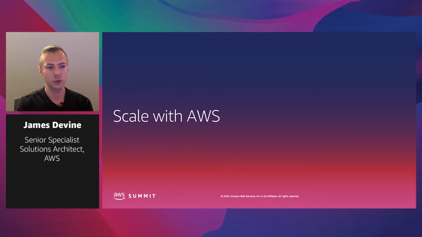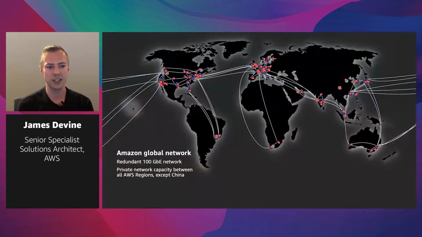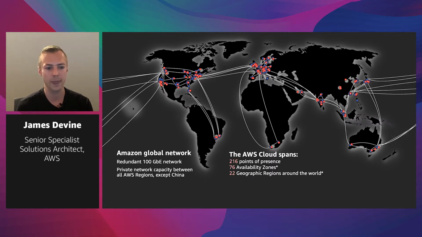To start talking about AWS's global scale, I think one of the unique things about what AWS brings to the table is our global infrastructure. So we have redundant 100 gigabit networking connectivity that circles the globe, both over land and undersea. It's all private capacity that's connecting our regions, except of course for China. But outside of there, we have dedicated private fiber running, and we encrypt everywhere we can. So you have a secure global network that you have access to.